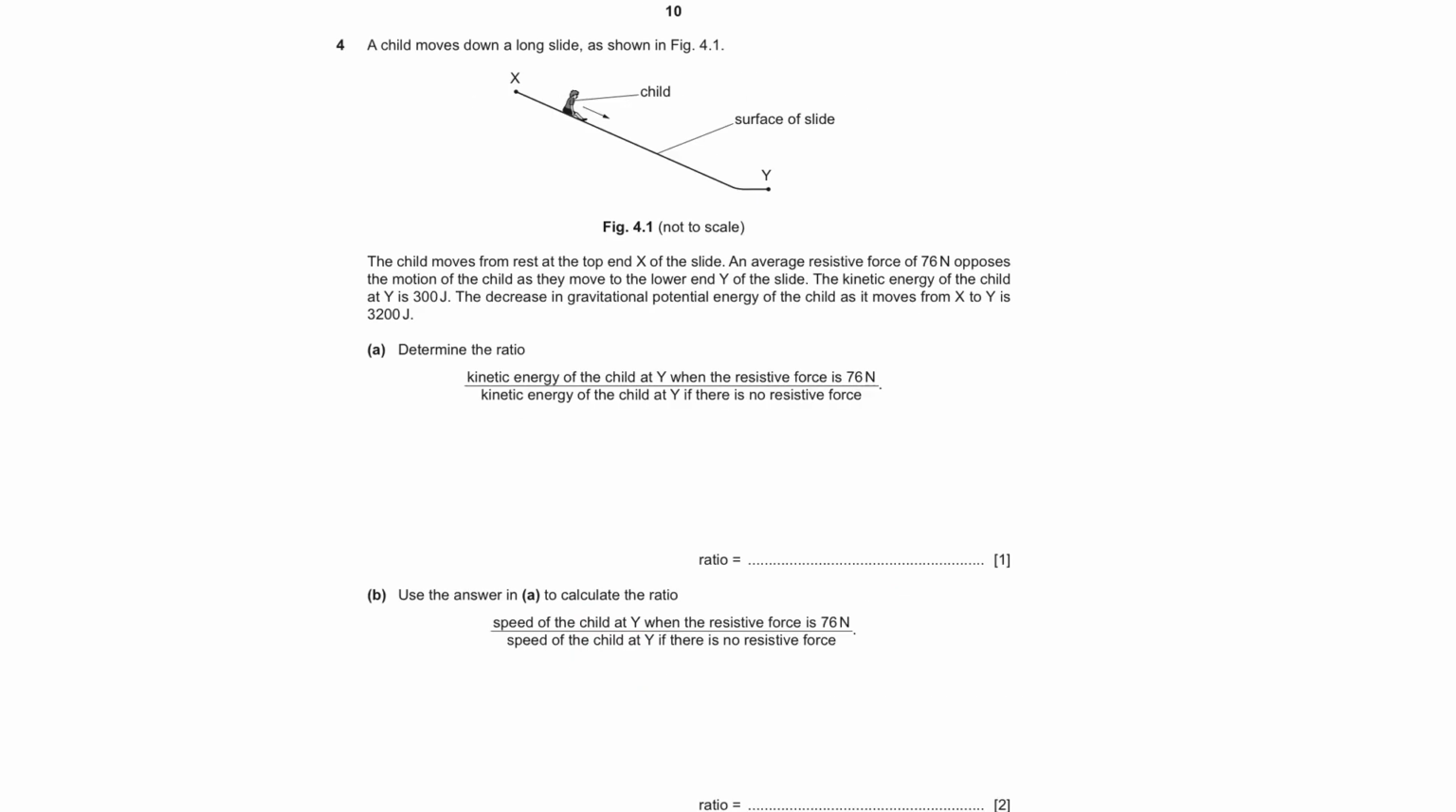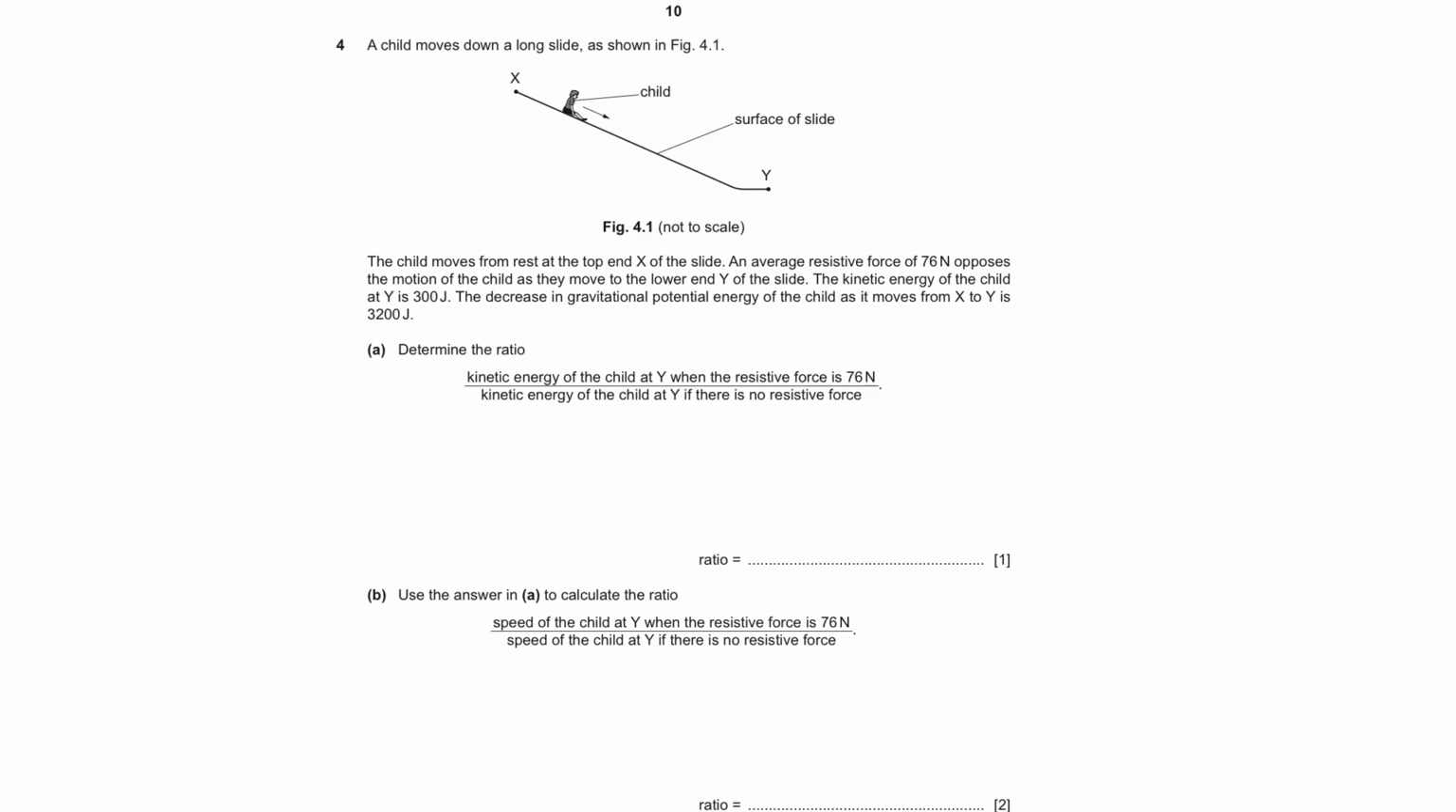Question 4 says a child moves down a long slide as shown in figure 4.1. The child moves from rest at the top end X of the slide. An average resistive force of 76 newtons opposes the motion of the child as they move to the lower end Y of the slide.